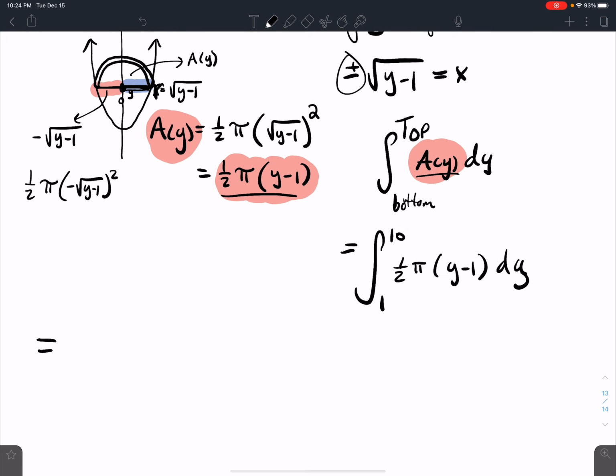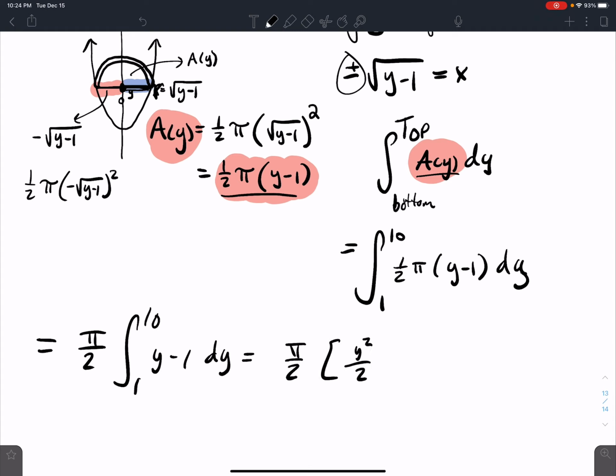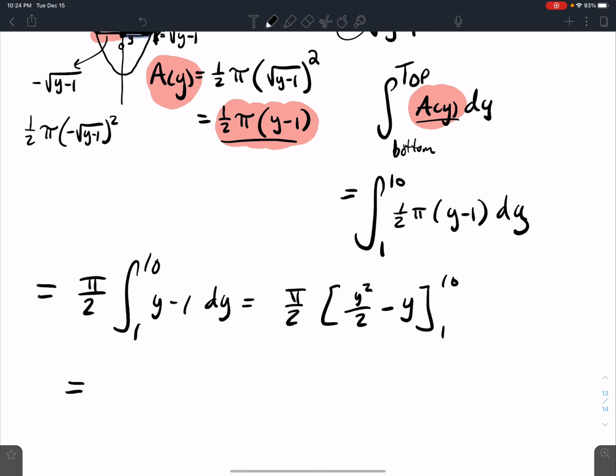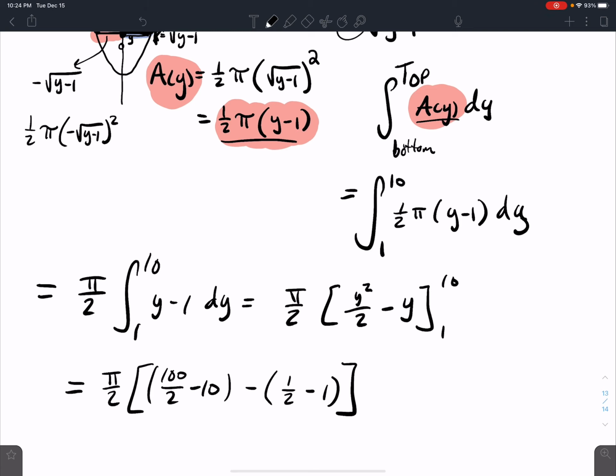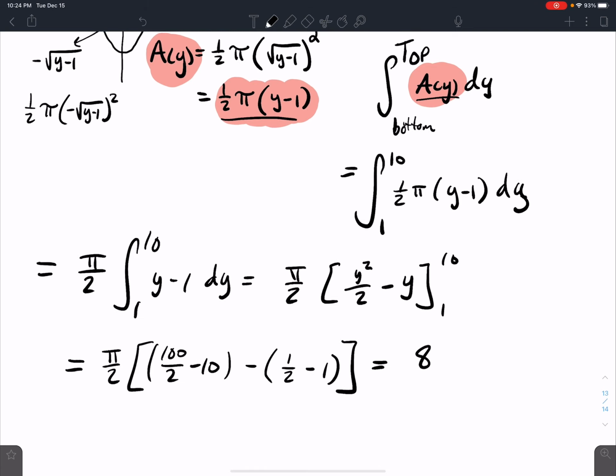And so this will simplify. Pull the 1/2 pi out. 1 to 10 y minus 1 dy. So that's pi over 2. Integral of y is y squared over 2. Integral of negative 1 is negative y from 1 to 10. And what's that going to be? Pi over 2, and then 100 over 2 minus 10, and then minus 1/2 minus 1. And if you simplify all that, you get 81 pi over 4. Okay, so you can do the math there.